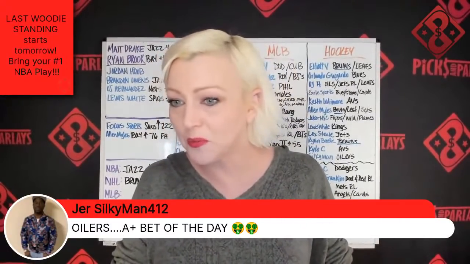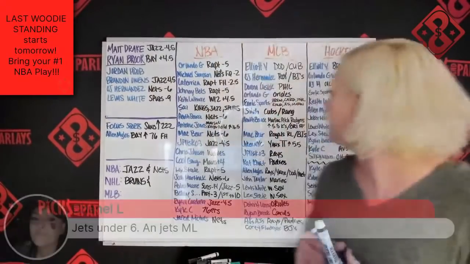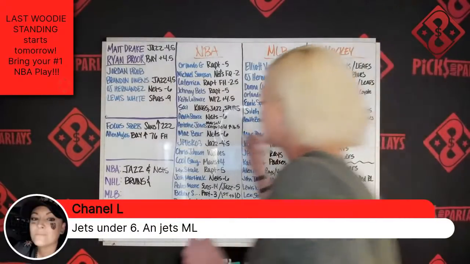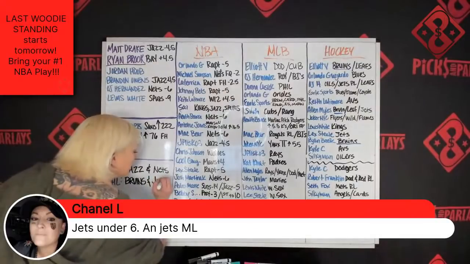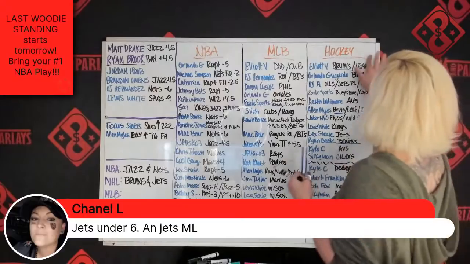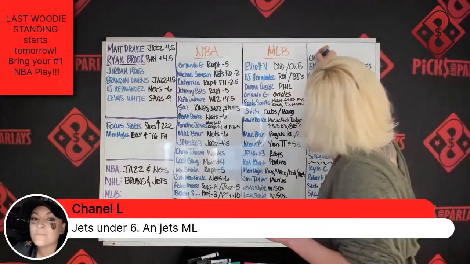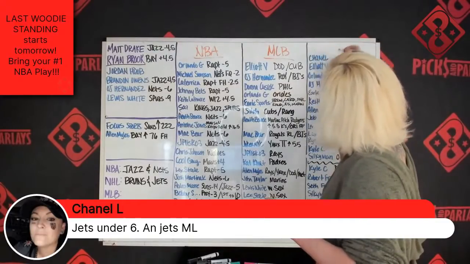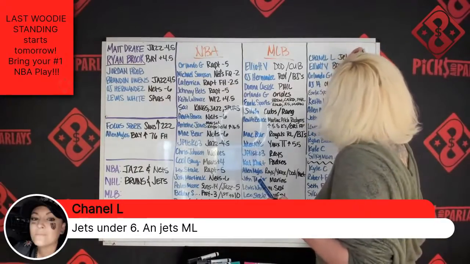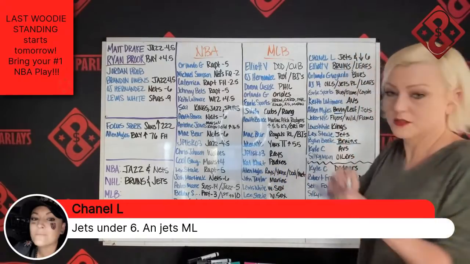Take 2 teams from the board and play it. Kind of. Chanel's going to go with the Jets under and the Jets on the money line. Okay, maybe I'll roll with her because we do have Jet. Okay, that'll be it. Are they playing each other? Is it the Bruins versus the Jets? Here, we'll put Chanel up here. She's going Jets. Money line. And under the 6. Okay.